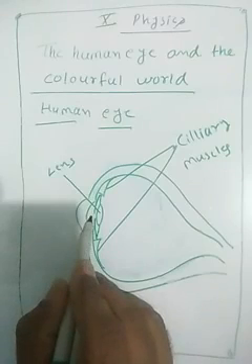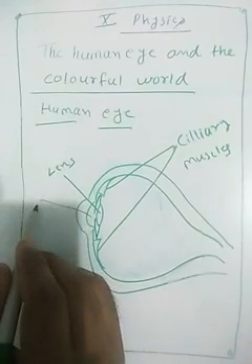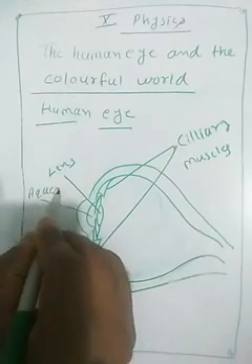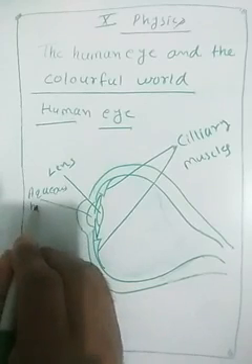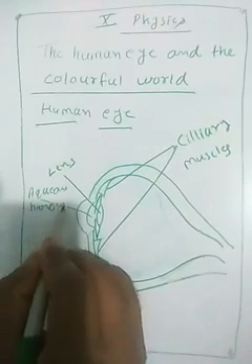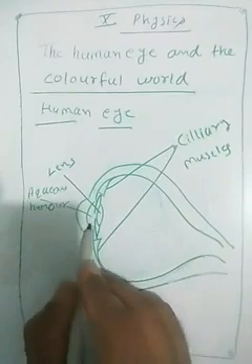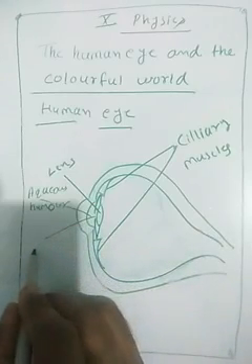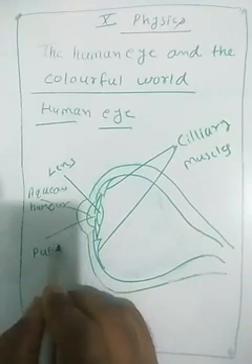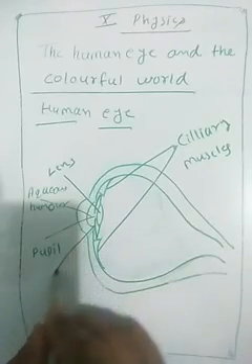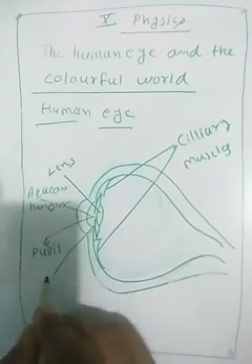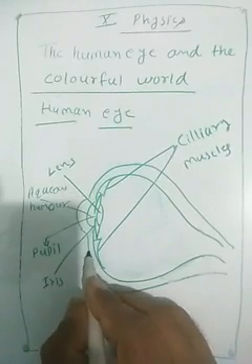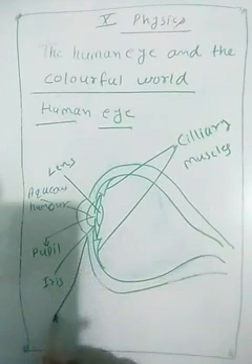This place is filled with a liquid known as the aqueous humor, A-Q-U-E-O-U-S, aqueous humor. Next is the pupil. This opening from where the light enters the eye is known as the pupil. This is your iris, which controls the amount of light. This is the cornea. The outer bulging part is known as the cornea.